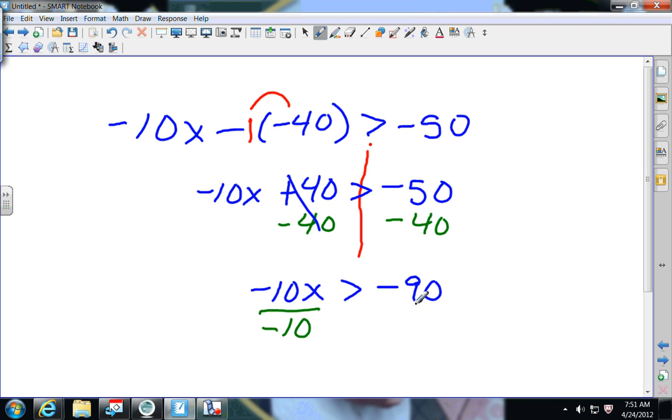Divide by negative 10. Ding, ding, ding. X.